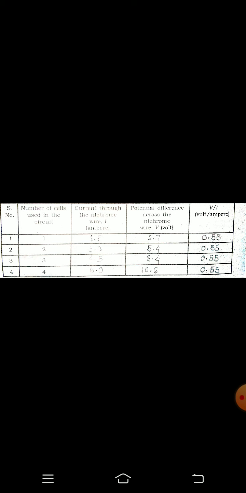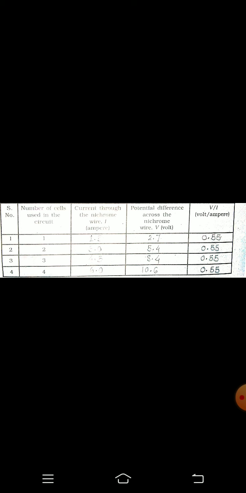Next time, what do we have to do? In place of 2, we will add one more cell. So now we have 3 cells in the circuit. When we switch on, it will show readings in the ammeter and voltmeter. So both the readings for electric current and potential difference, we will note down. Then we will find the ratio of V divided by I. And lastly, all 4 cells together we will keep. And then we will note the readings of electric current as well as potential difference through the ammeter and voltmeter. And then we have to find V divided by I.